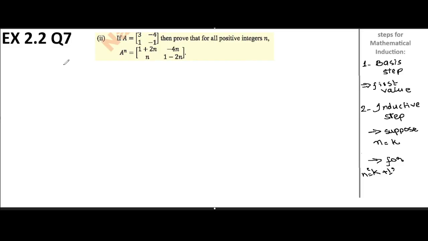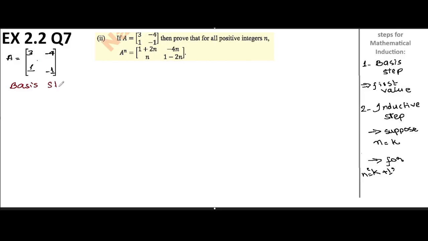Nice. Again, in the next part number 2, we are given with the matrix A and we have to prove it for all positive integers n for the given variable matrix. So first of all, we are going to write the matrix A over here as the first step. A equals, and the matrix A is 3, 1, minus 4 and minus 1. Now the first step is called basis step.